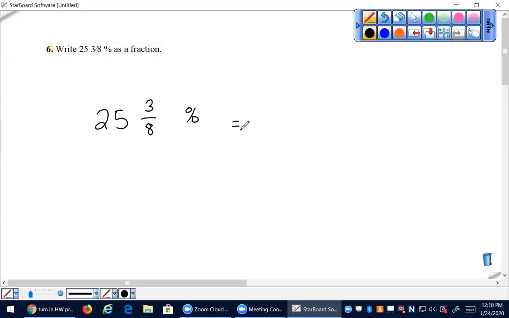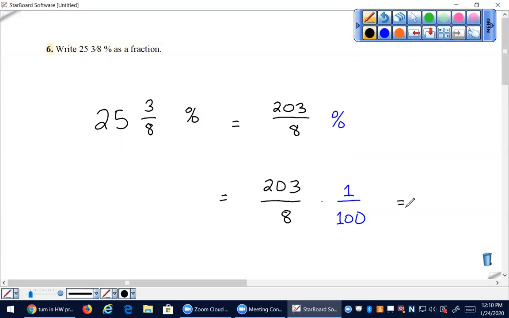So if I have 8 quarters, that's $2, I'm sorry. So then 25 times 8 would be 200, plus 3 is 203 over 8%. And then I want to get rid of that percent. Which of the 4 things do I want to make it? The times 1 over 100. So the last little step I will leave for you to do yourself.